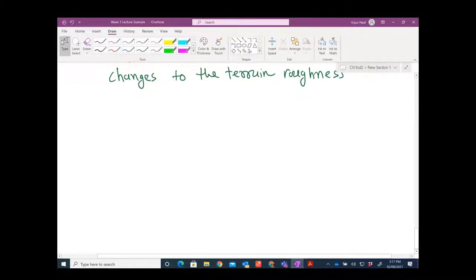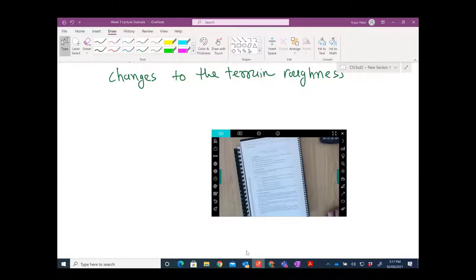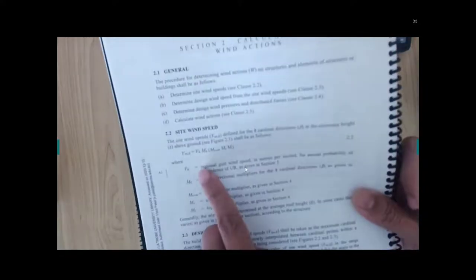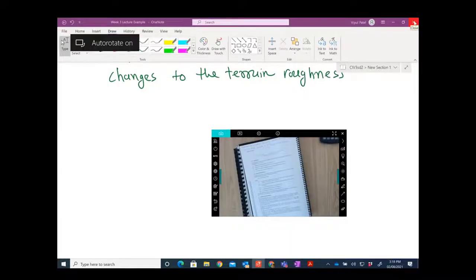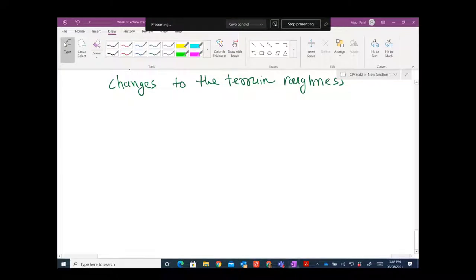As I mentioned, we need to first get this site wind speed. So I'm copying these equations from clause 3.2. And I'm copying these 5 parameters, and we go through these parameters one by one.